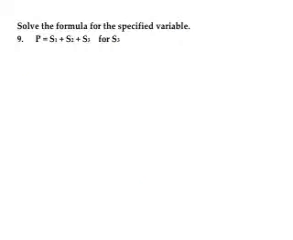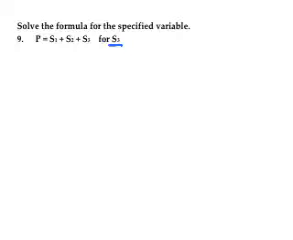Number 9, solve the formula for the specified variable. Okay, this says P equals S1 plus S2 plus S3, and we're solving it for S3, right there. That doesn't mean that we're going to find a number. We're not going to get S3 equals 5 or something. We're going to get S3 in terms of the other variables that are already there. If there were numbers there, they would be in there somehow too. So we're just basically rearranging the equation using the methods we've learned for solving equations.